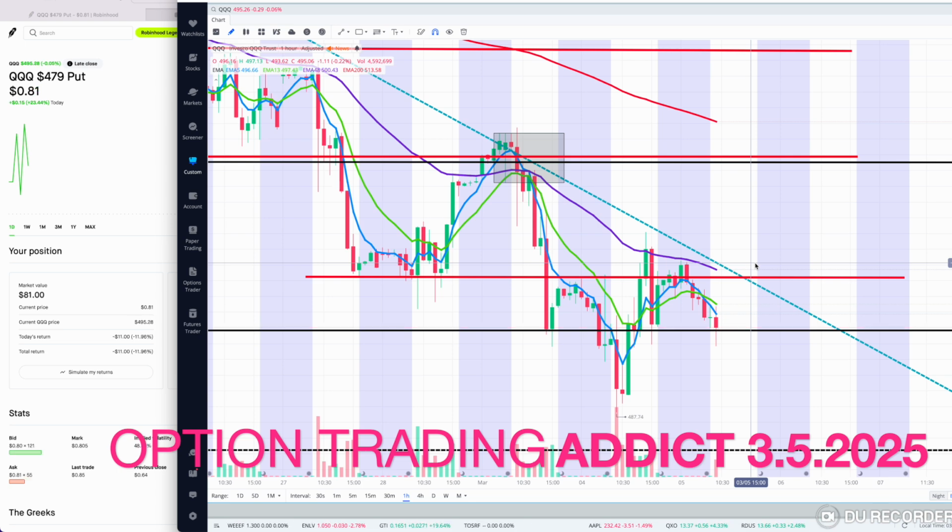That's the sweet spot right there. 495 is the sweet spot. That is the sweet spot that I needed to break down from. Just let it rip.